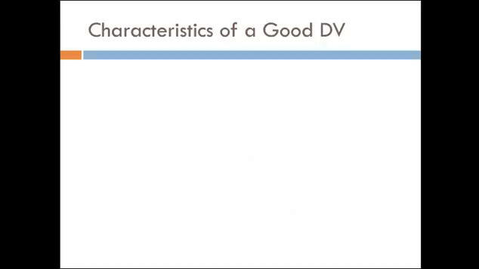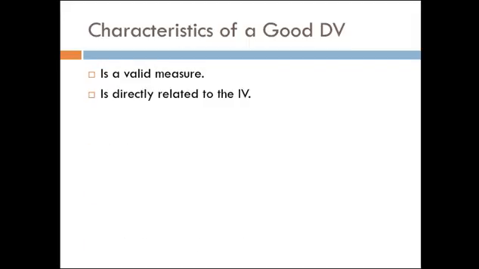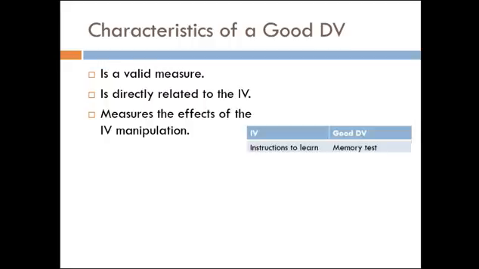Okay, so how do you decide on a dependent variable? Well, you want to make sure that you're using good measures. So what does that mean? It should be a valid measure of whatever it is that you're assessing. Remember, we talked about what validity is before. It should be directly related to the independent variable so that changes in the independent variable have a chance of affecting the dependent variable, right? So you want something that's sensitive to the independent variable. You want something that clearly will measure the effects of the independent variable.